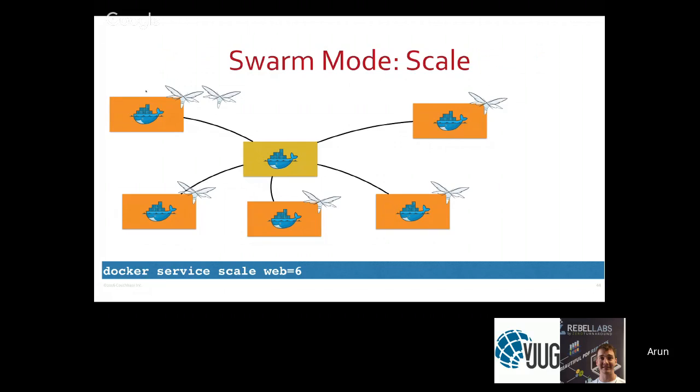How do I scale my service? Scaling is very simple. I say docker service scale. I give it a service name, and I say scale it to 6, and boom, Docker automatically spins up that many more containers for you.